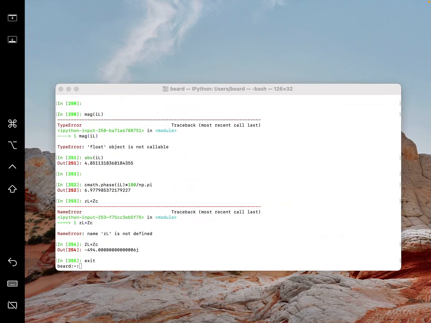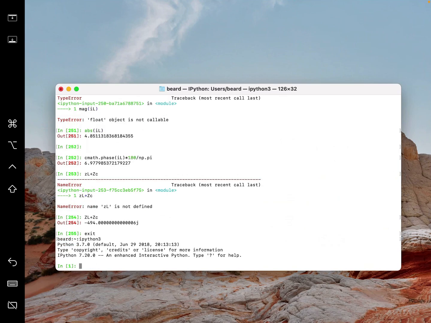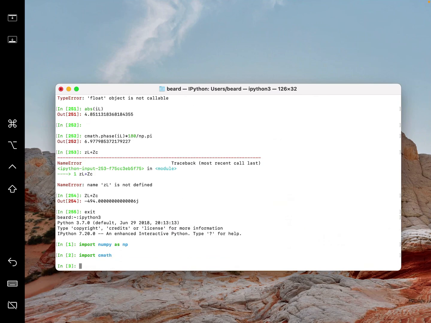So if I have a little, let's see if I can make this work. All right, so I open up a terminal on my Mac, and then I say IPython 3, and this basically gives me a Python environment that's kind of like MATLAB. It's just an interpreter. And I use NumPy, so I'm going to import the NumPy library as NP, and then I'm going to import the CMath library, which gives me the ability to work with complex numbers.